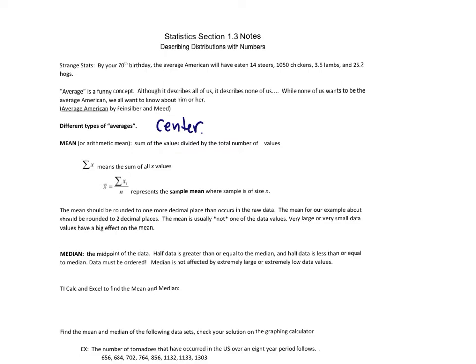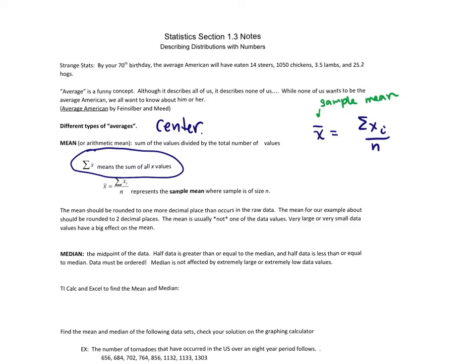The mean is what you probably typically heard of as the average. It is when you add all the numbers up and divide by the total number of values. So we have what's called x bar equals the summation of x sub i over n. The sum of x sub i just means add up all the values in your data set and then divide by how many. This symbol here is what is called the sample mean, the average or the mean of the sample set of data.